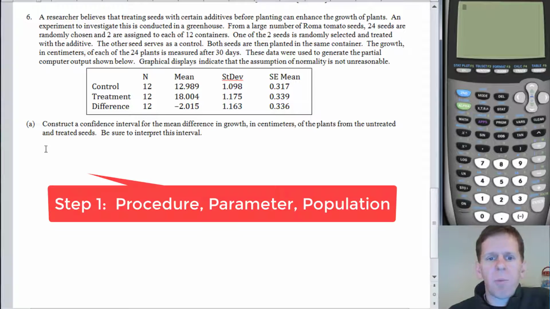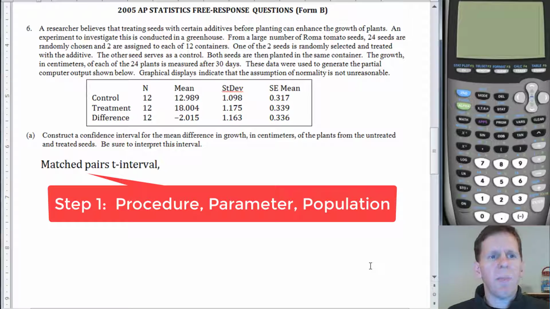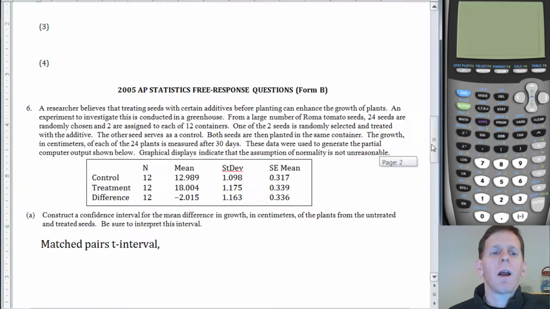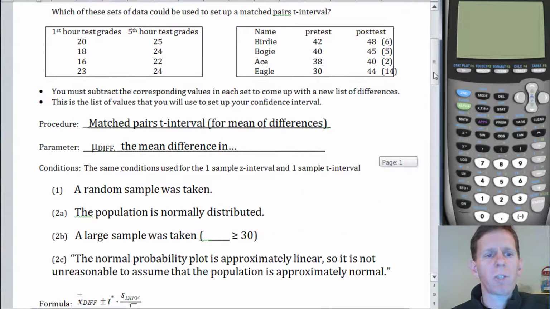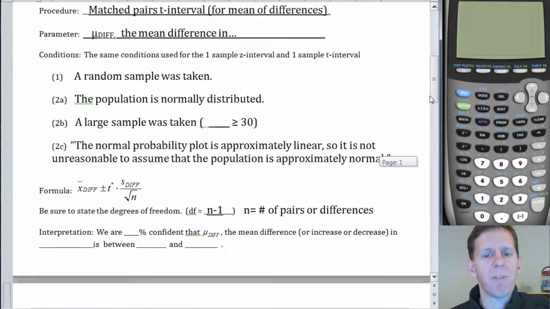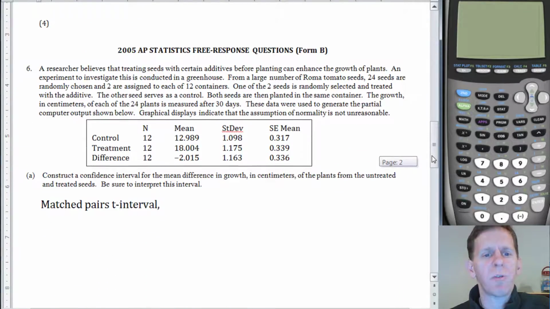So in step 1 of our problem, this is where we talk about PPP: procedure, parameter, and population. So our procedure is a matched pairs t-interval. Our parameter deals with something about the mean. You might remember on the front side of the worksheet we said that the parameter is going to be in the form mu diff, the mean difference, or the mean increase, or the mean decrease.